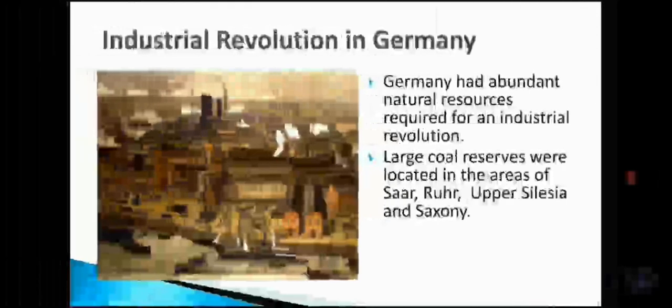Industrial Revolution in Germany. Germany had the natural resources required for an industrial revolution. Large coal reserves were located in the areas of Saar, Ruhr, Upper Silesia, and Saxony. Iron was deposited in the Harz Mountains and Upper Silesia again.